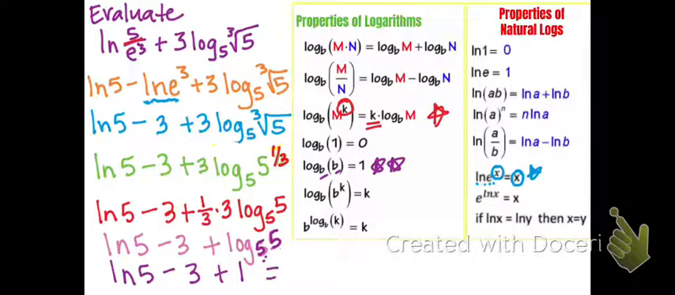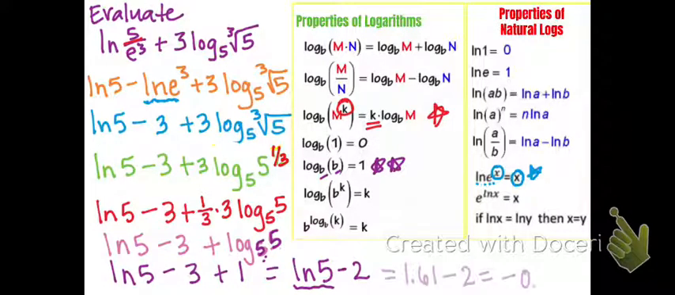And what is minus 3 plus 1? Minus 2. So we have the natural log of 5 minus 2. Now at this point, we can put this into our calculator and see what is the natural log of 5. And we get about 1.61. So 1.61 minus 2, let's put that in our calculator, and we get negative 0.39.